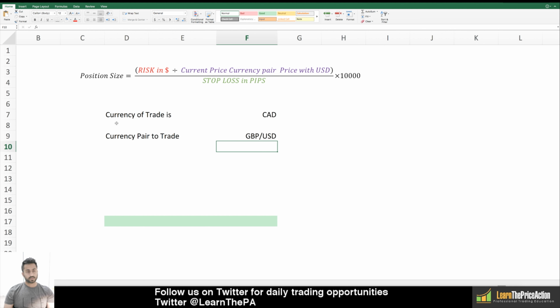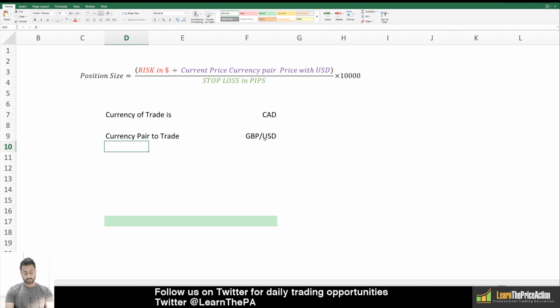Okay, so going back, for example, the currency of your trade account is Canadian dollars, and you go to the chart and you figure out that you want to trade pound US dollar. So the first thing we're going to do is, because we are trading across with the US dollar, US dollar is the currency you want to know your price in.